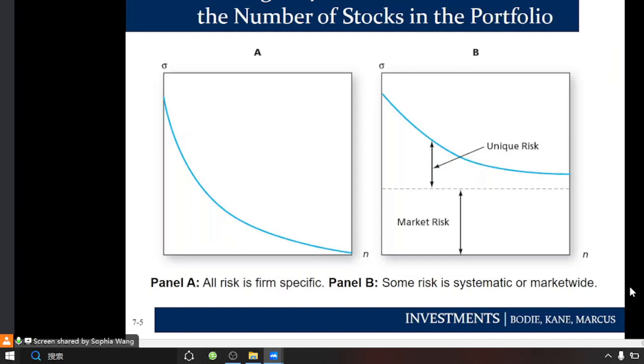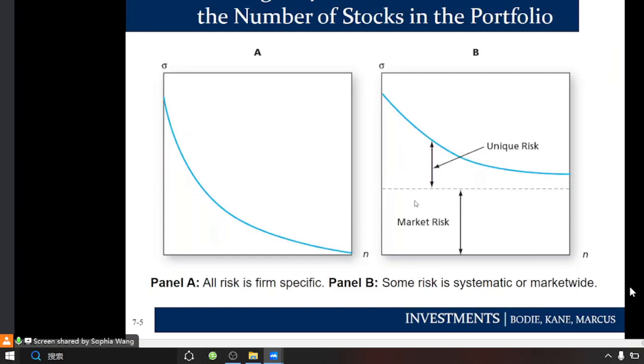Maybe from this figure it's easy for us to understand. This first case is firm-specific risk. The x-axis means the number of stocks, and the y-axis means the variance, which means the risk. If the number is big enough, we can see that the risk is really decreasing. But the second figure means that some risk is systematic or market-wide.